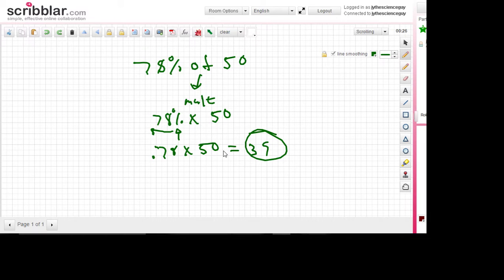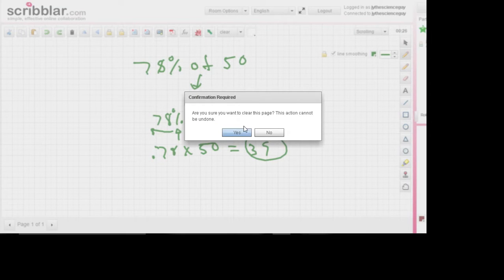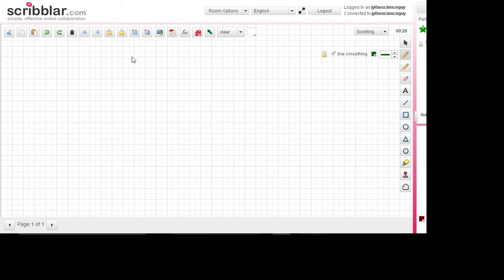60% of what number is 45? Okay. 60% of what number equals 45, so it'd be X. Right. So now we got to do a little bit of algebra. I'm going to first change this to a decimal. Tell me what that is as a decimal. That'd be 0.60.